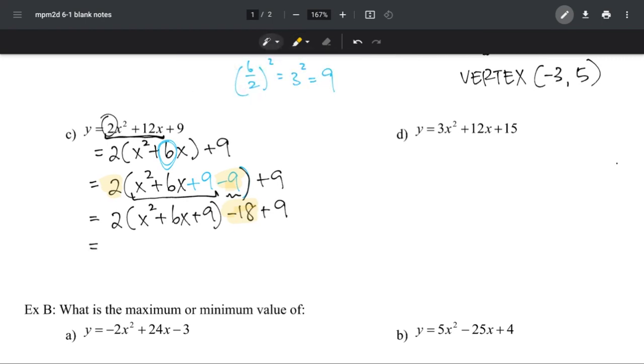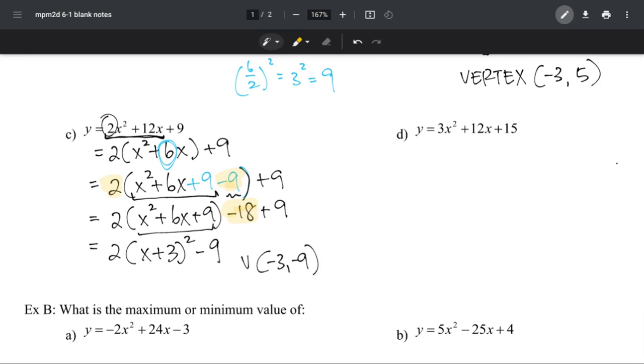Now I've got my perfect square trinomial sitting right here because 3 times 3 is 9, 3 plus 3 is 6. So 2 times x plus 3 squared, don't forget to put the squared on the outside, negative 18 plus 9 is negative 9. My vertex then is negative 3, negative 9.